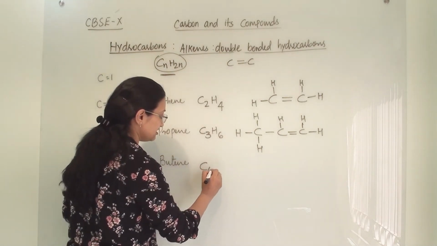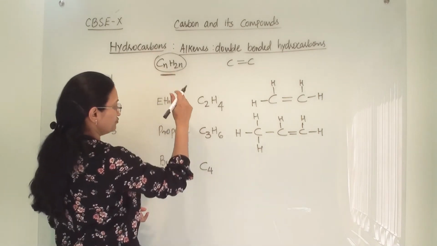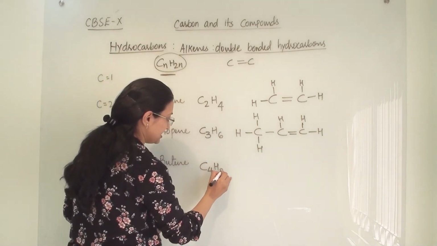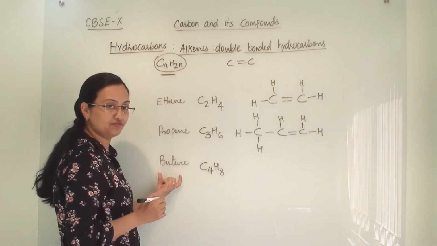Now let us find out the molecular formula for butene. It is C4 and here 2 into 4. So H is 8. So this is the molecular formula for butene.